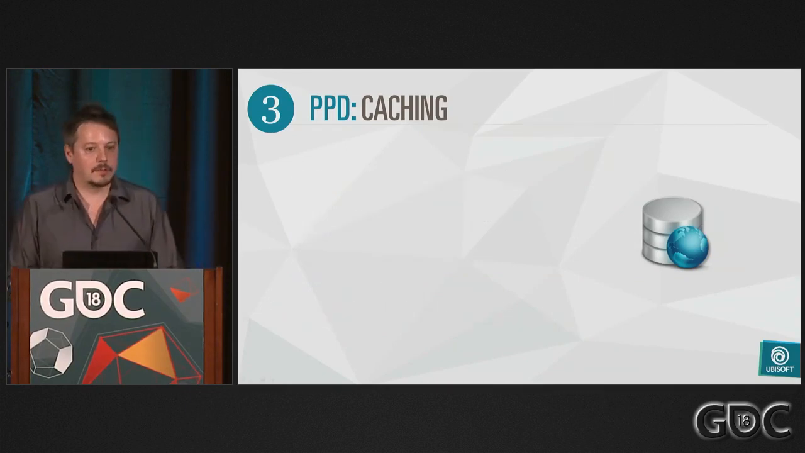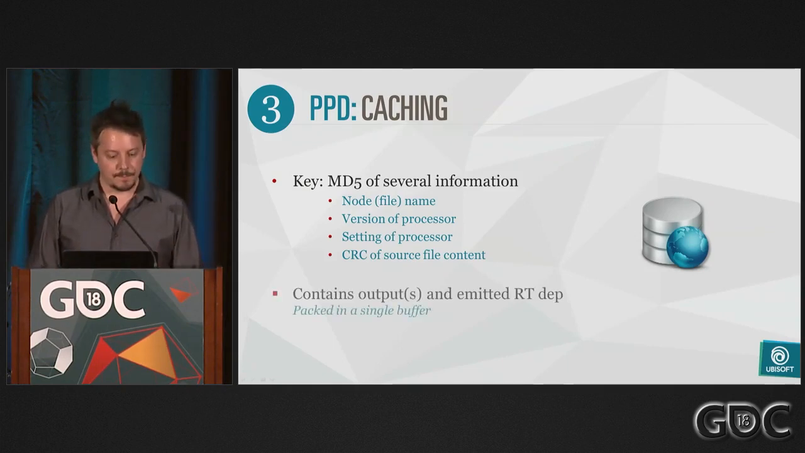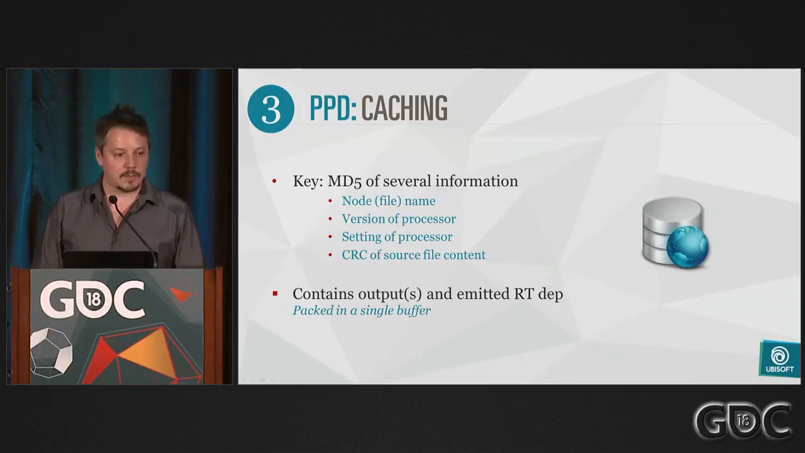The only hard thing to do in caching is actually building the key. So in our case, we build the key. Our snapshot consists of the asset name itself, the version of the processor, all the settings of the processor, and a hash of all the content of all the source files that have an effect on the output. The output itself contains all the outputs of the build, the files they're going to save on the cache, plus eventually all the runtime dependencies that would have been emitted during the build.